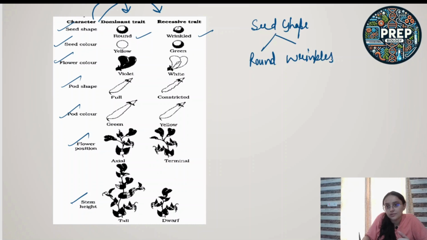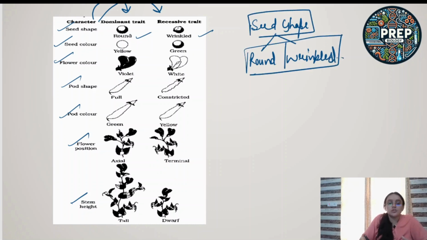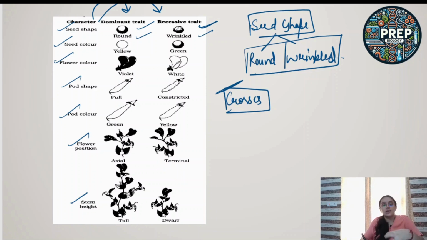I hope this is clear. This is the character and these are the traits. So you all have to remember this chart. Why? Because in your examination you will have questions regarding the crosses, and you have to know which trait is a dominant trait and which trait is a recessive trait. These terms I will explain in the next class, in Mendel's laws of inheritance. So this chart is also very important.